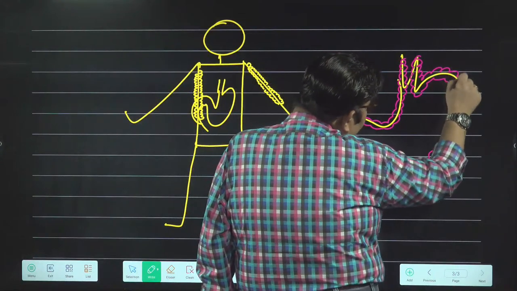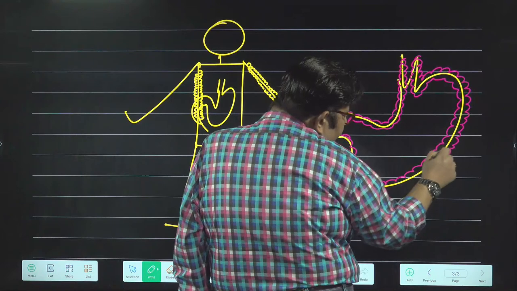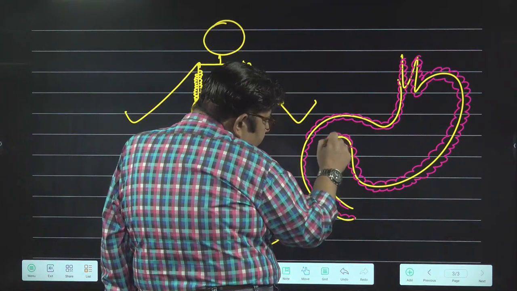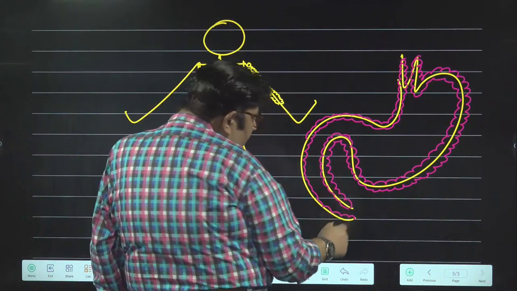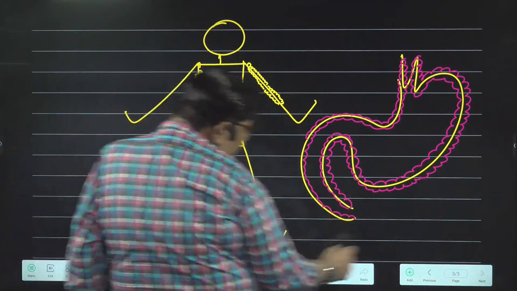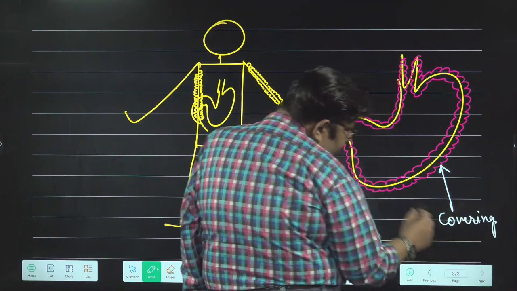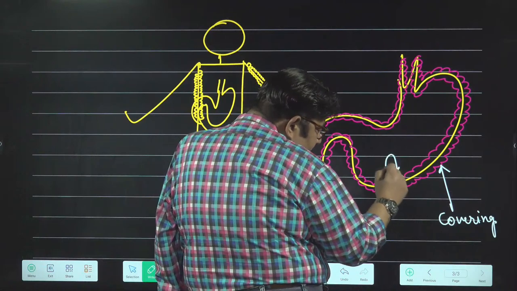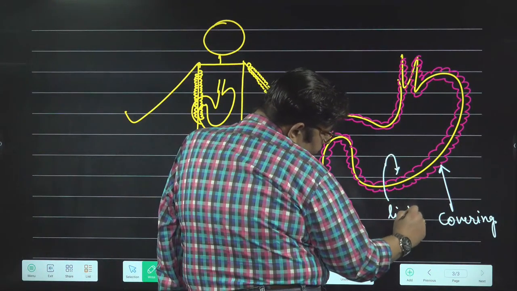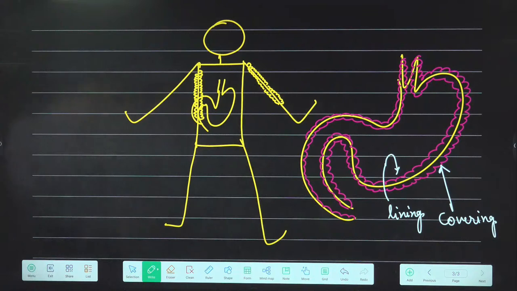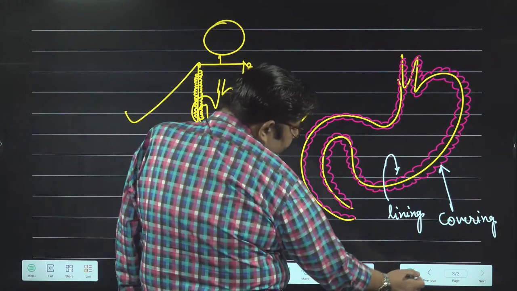So when it is lying outside, we can say it is covering. And when it is lining the inner surface, we can say it is lining. So the two words we use most often here are covering and lining. The outer side is called covering, and the inner surface is called lining. Covering is outer and lining is inner. These are the simple terms that we are using. So that is the epithelial tissue. Epi means upon and thelios means grow.